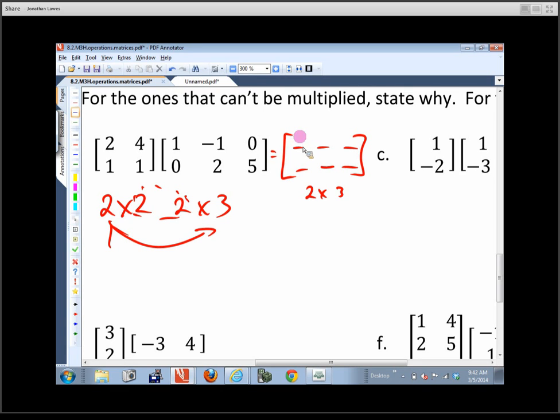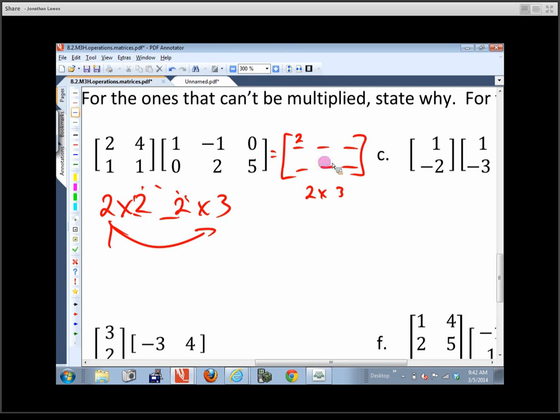This entry is in the first row, first column. So I'm going to take the first row and multiply it by the first column. That's going to be a 2 times a 1 and a 4 times a 0. That's good news because the 4 times 0 is 0. What number do I put right here? I put a 2. Watch, please.